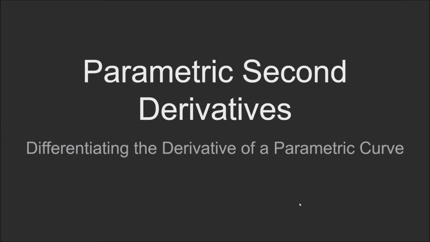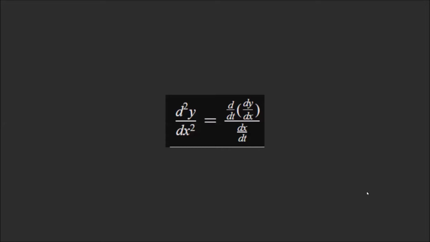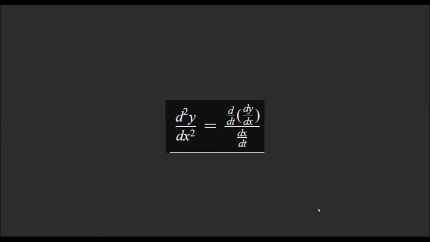Okay, today we're going to go over parametric second derivatives. That is the derivative of a curve represented by two separate equations, those being the x and y. So the equation for the second derivative is a bit convoluted. It's a bit difficult to understand, I suppose, but not that hard to memorize.